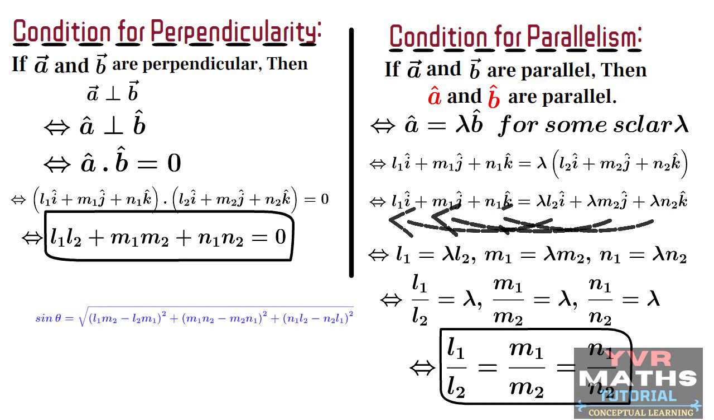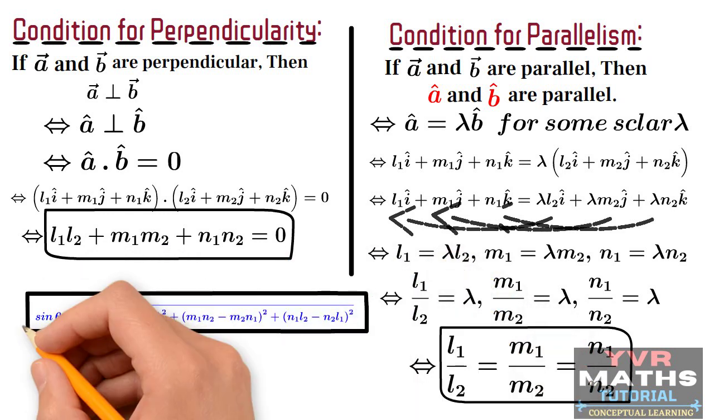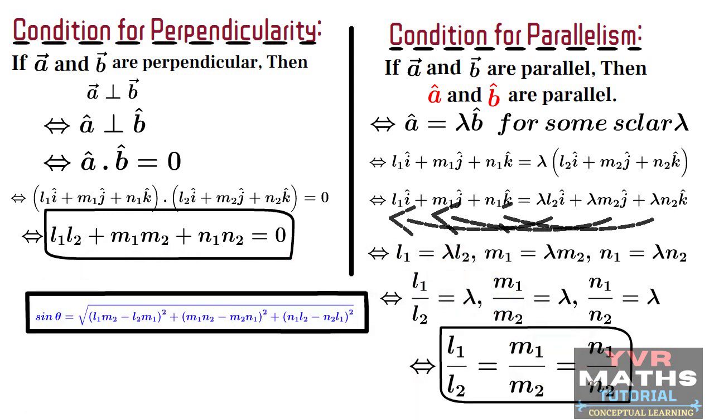sin theta is equal to the square root of (L1 M2 minus L2 M1) whole square plus (M1 N2 minus M2 N1) whole square plus (N1 L2 minus N2 L1) whole square. So this is the formula to find the angle in terms of sine ratio.